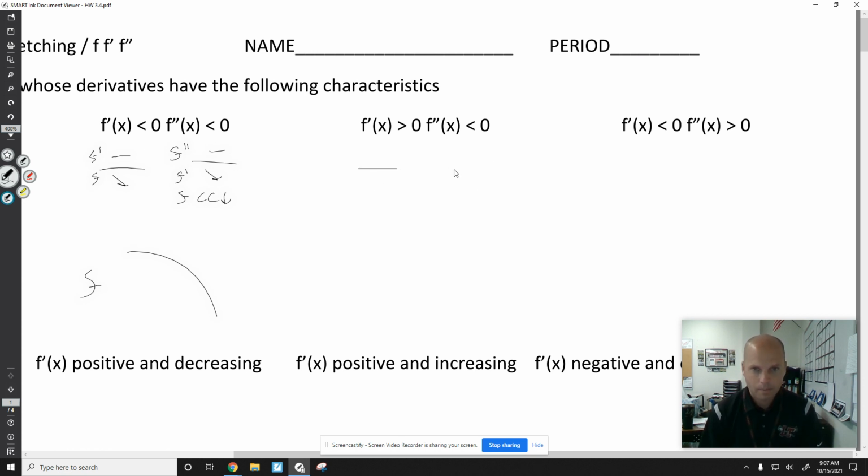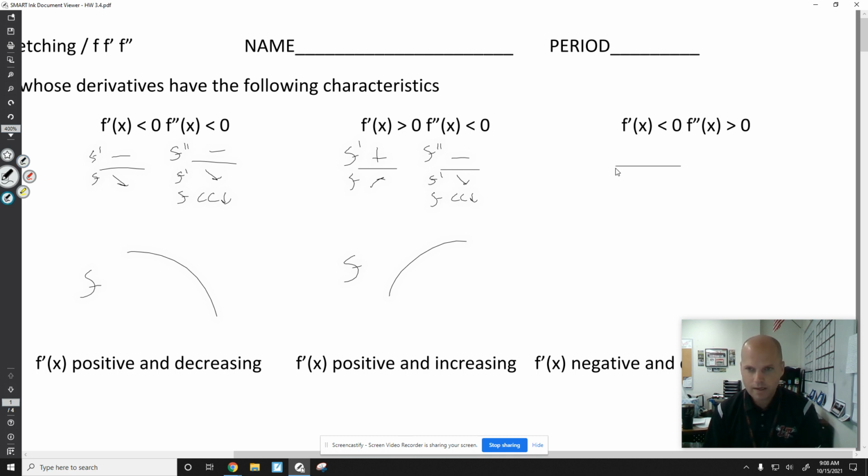f prime positive, f double prime negative. f prime positive, f increasing. f double prime negative, f prime decreasing. f curving downward. Increasing, but curving downward. That would be f. The sign of a derivative tells me if the previous thing is increasing or decreasing. So the f double prime sign tells me if f prime is increasing or decreasing. If f prime is decreasing, you have to be concave downward.